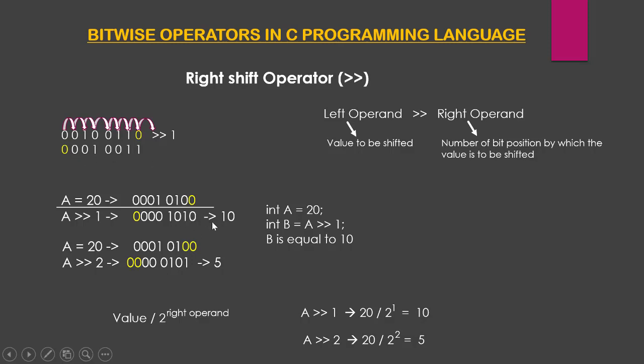The A, which is 20 in this case, will be shifted by 2 places toward the right hand side. Just like left shift, it will result in 5. Another way to calculate right shift is by dividing by 2 raised to the power of the right operand. A right shift 1 is equivalent to 20, which is A, divided by 2 raised to the power of 1, and A right shift 2 is equivalent to 20 divided by 2 raised to the power of 2, which is the right operand.